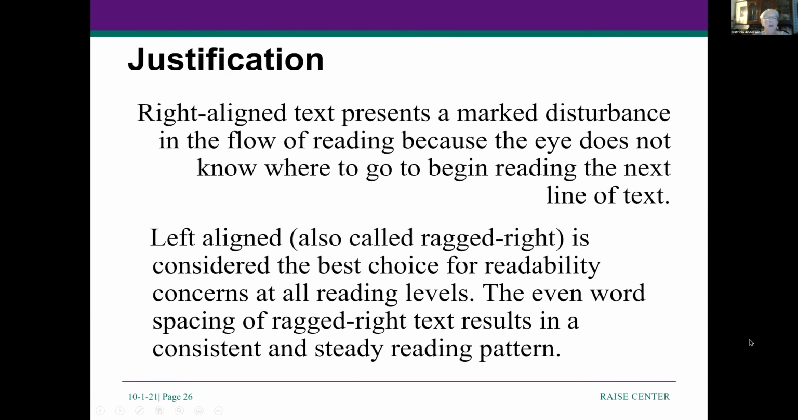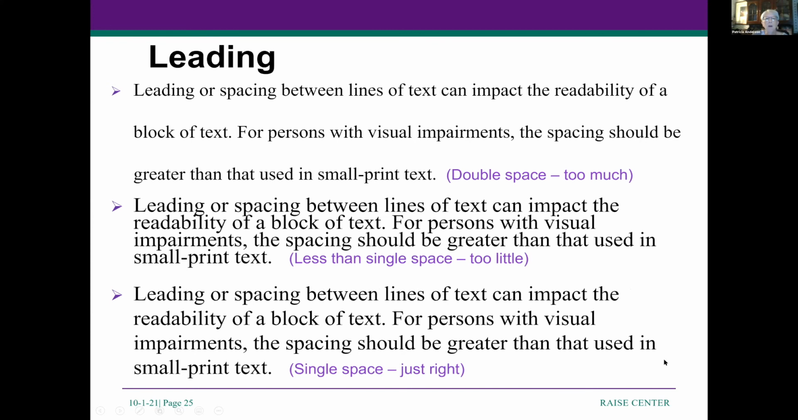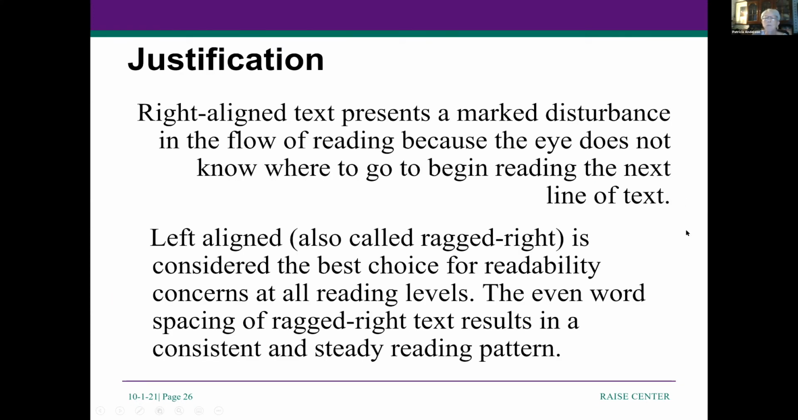The other area that we need to make note of is justification of the text. Right-aligned text, where it lines up on the right-hand side of the column, makes it difficult for the eye to find the next line when you're going back to the left side. So we really want left-aligned text, also called ragged right, where the lines on the right-hand side of the paragraph are not even, but they are on the left-hand side. And this is typically what you'll find in most print materials.